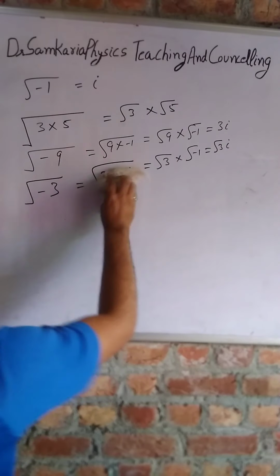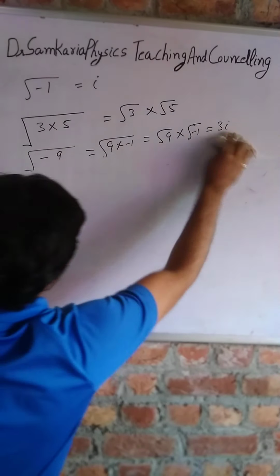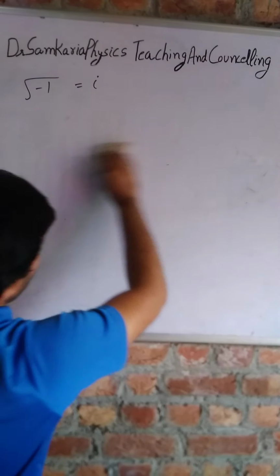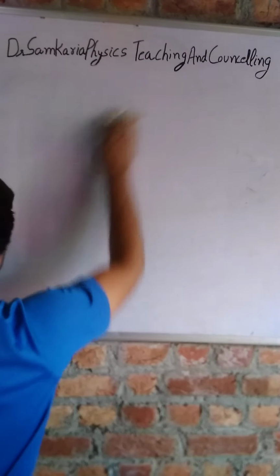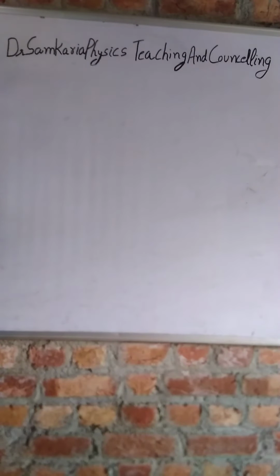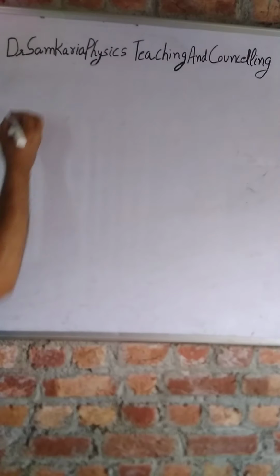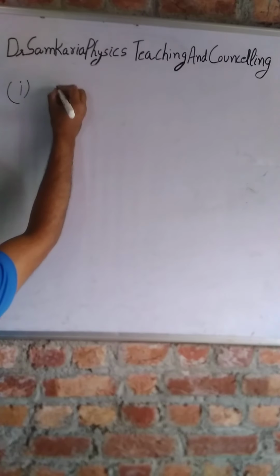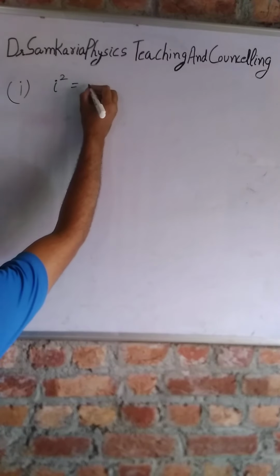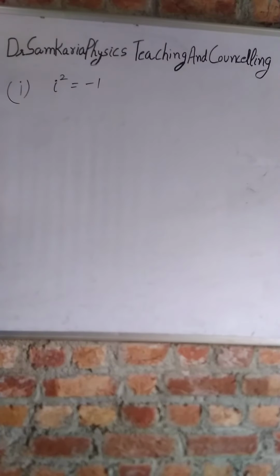There are only two key properties that distinguish these imaginary numbers from real numbers. They have mostly common properties, but the two properties that distinguish imaginary numbers from real numbers are: the first property is that i square is equal to -1, or we can say that square root of -1 squared is equal to -1.